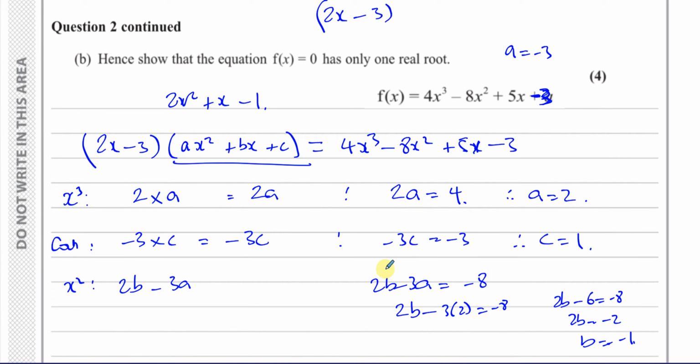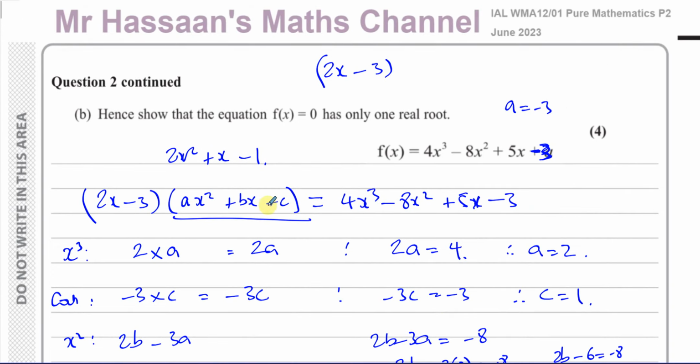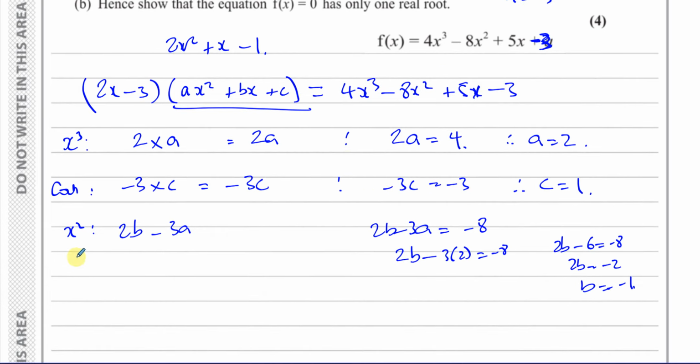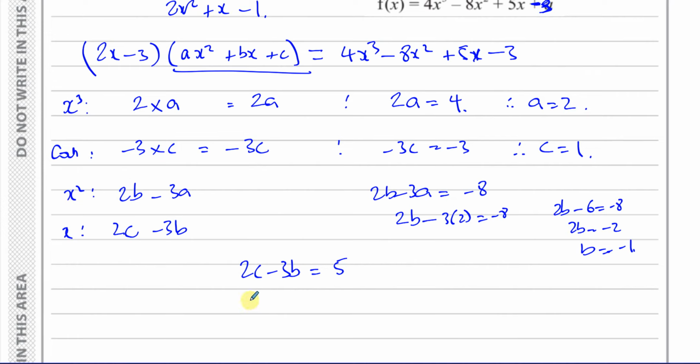Okay, and again, if we had chosen to compare the x terms, then we would have 2x times c, which is 2c, and minus 3 times b, which is minus 3b. And we will then say 2c minus 3b is equal to the x term, which is 5. And we already know that c is equal to 1. So you'd have 2 times 1 minus 3b equals 5. So 2 minus 5 equals 3b. So minus 3 equals 3b. So b equals minus 1.